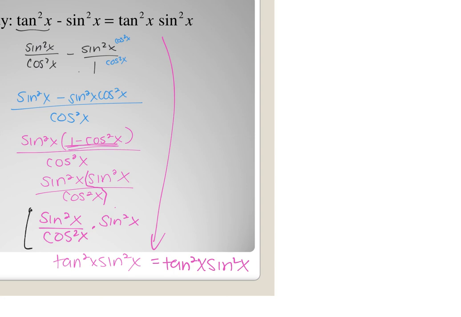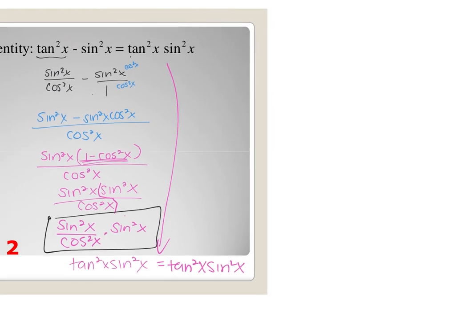Now let's say you got here and you had no idea what to do. You can work this side. I can say, okay, tangent squared is sine squared x over cosine squared x, times sine squared x. And then you could set them equal to each other. So if you get to a point where you can't go any further on one side because you don't know where to go, you can work the other side. There's no rule that says you can only work one side. Sometimes you have to work both sides.